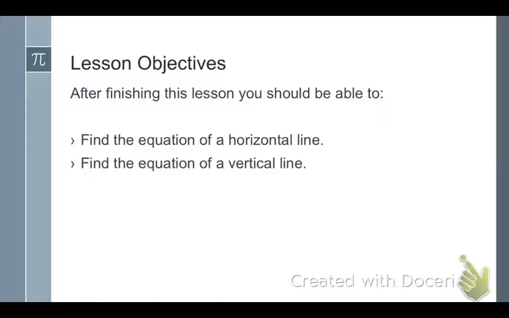So those are the lesson objectives. How do we find the equation of a horizontal line, or how do we know from an equation that a line is horizontal? And how do we find the equation of a vertical line, or recognize from an equation that a line is vertical?